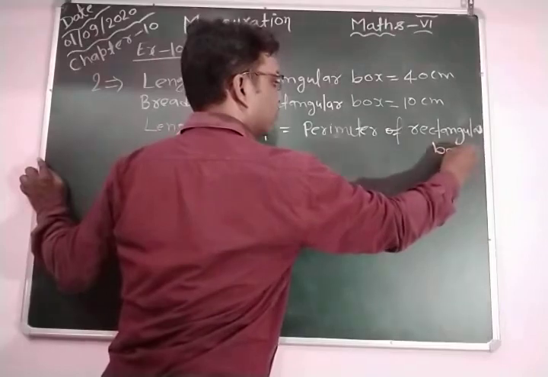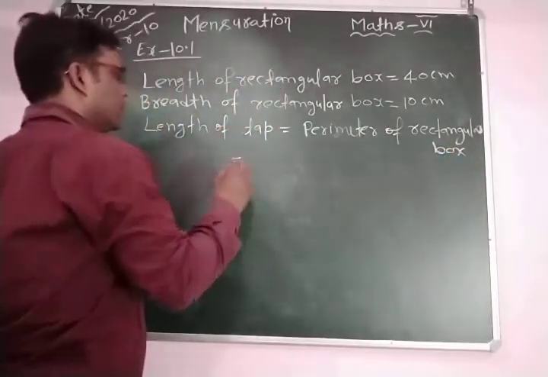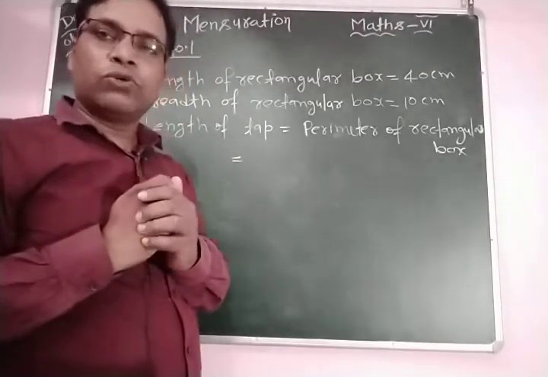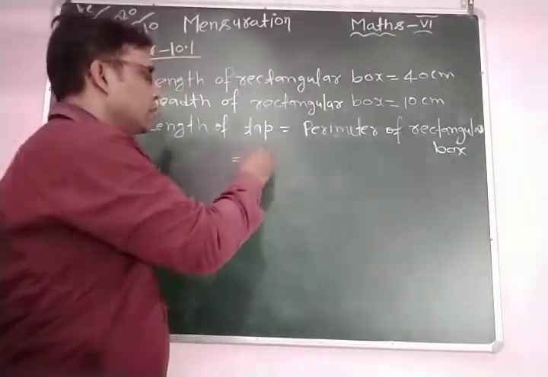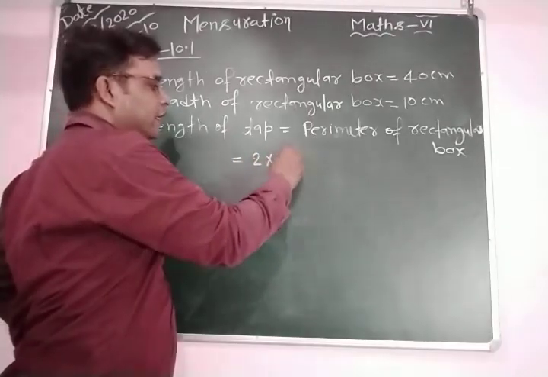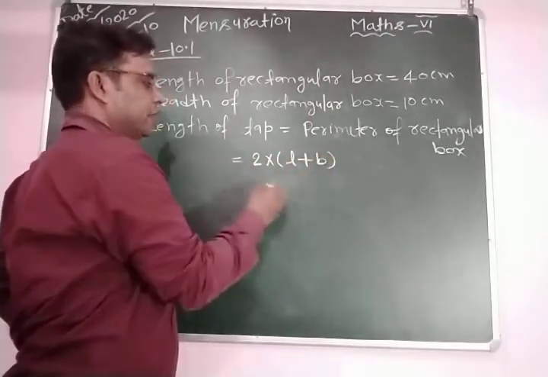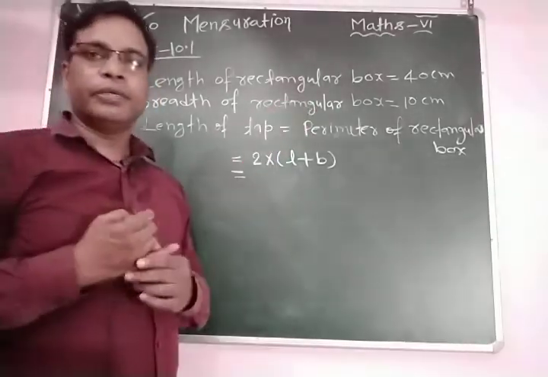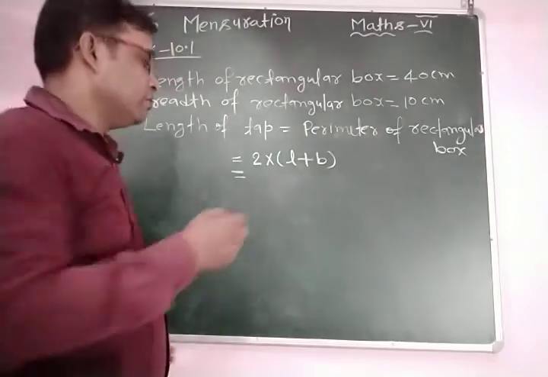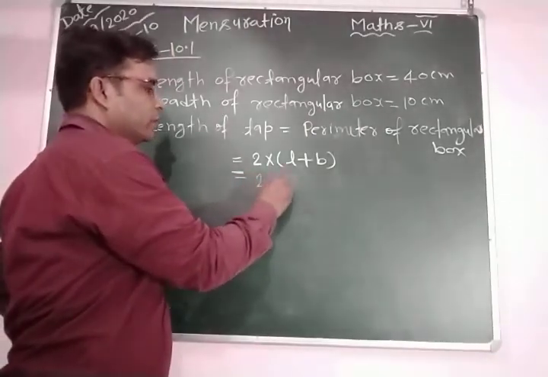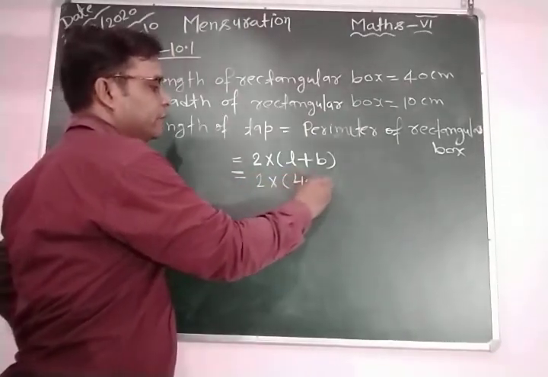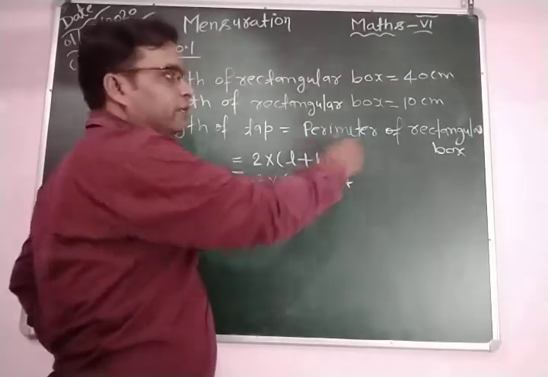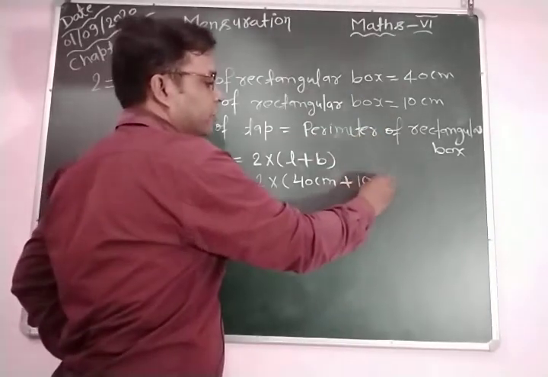Rectangular box. So you know the perimeter of a rectangular box means the perimeter of a rectangle. This is equal to 2 into length plus breadth. L represents length, B represents breadth. So length is given as 40 centimeter and breadth is given as 10 centimeter. So you can write here 2 into 40 centimeter plus 10 centimeter, where B represents breadth.